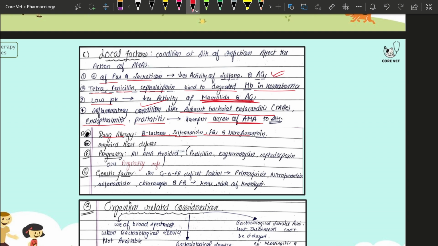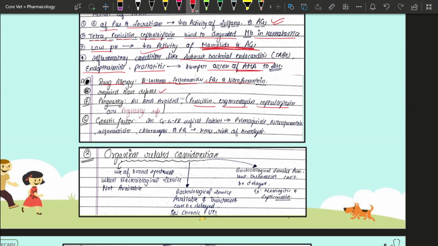Impaired host defense is also an important factor while choosing a certain antimicrobial agent. In pregnancy, the maximum of drugs should be avoided because they may show adverse effects to the fetus also. So in pregnancy, all AMA are generally avoided, but there are certain antimicrobial agents that could be used, like penicillin, erythromycin, and cephalosporin. These three are pregnancy safe.